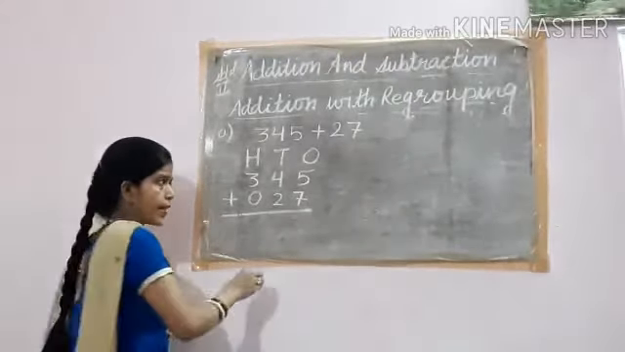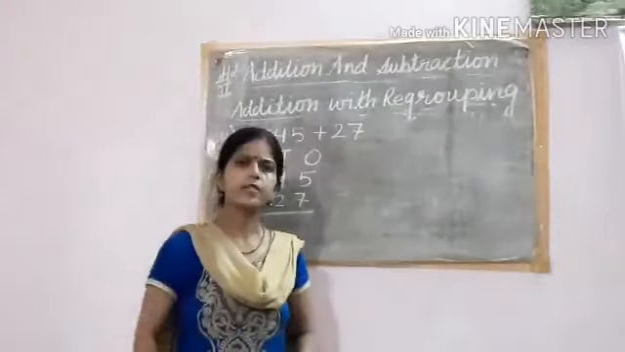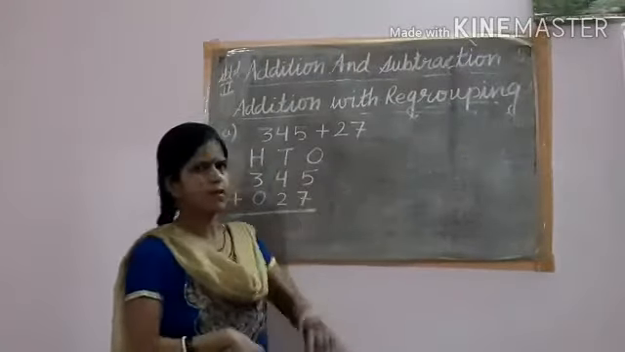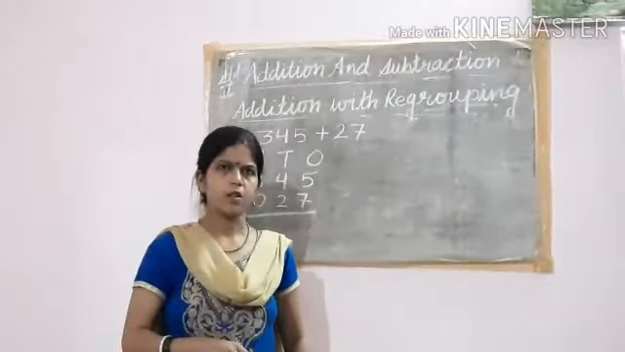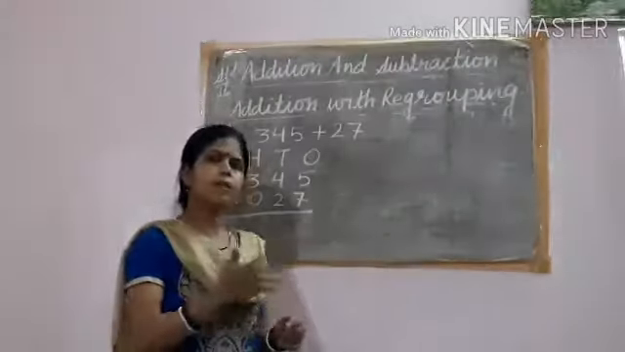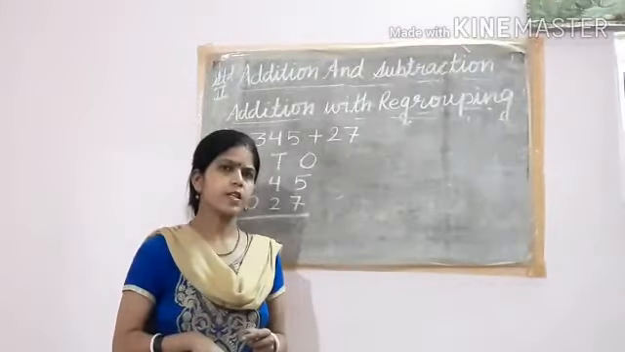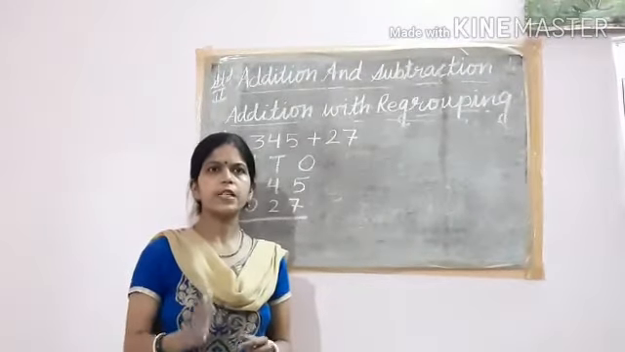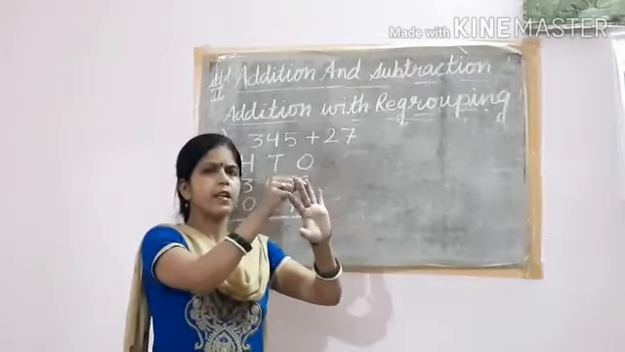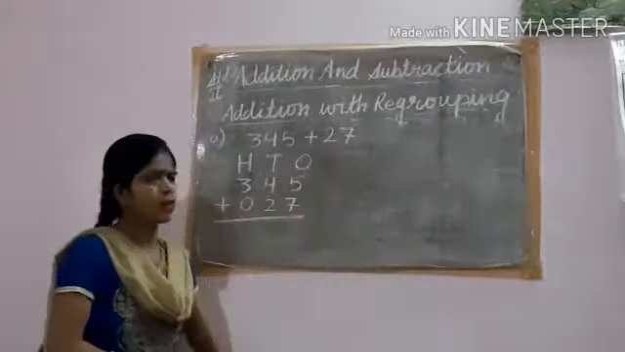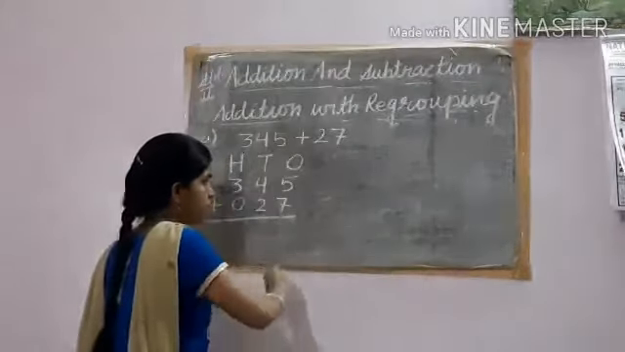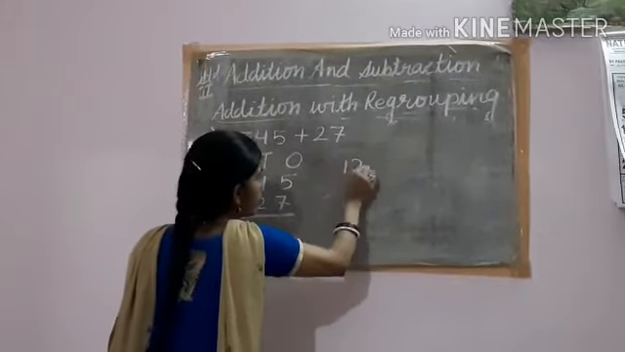5 plus 7: you can count after 5 seven numbers, or you can count after 7 five numbers. Any way you can do, because 5 plus 7 or 7 plus 5, the answer is the same. So count after 7 the 5 numbers: 8, 9, 10, 11, 12. I have shown by making the balls also, that is also 12. Do you remember? So here 12 ones.